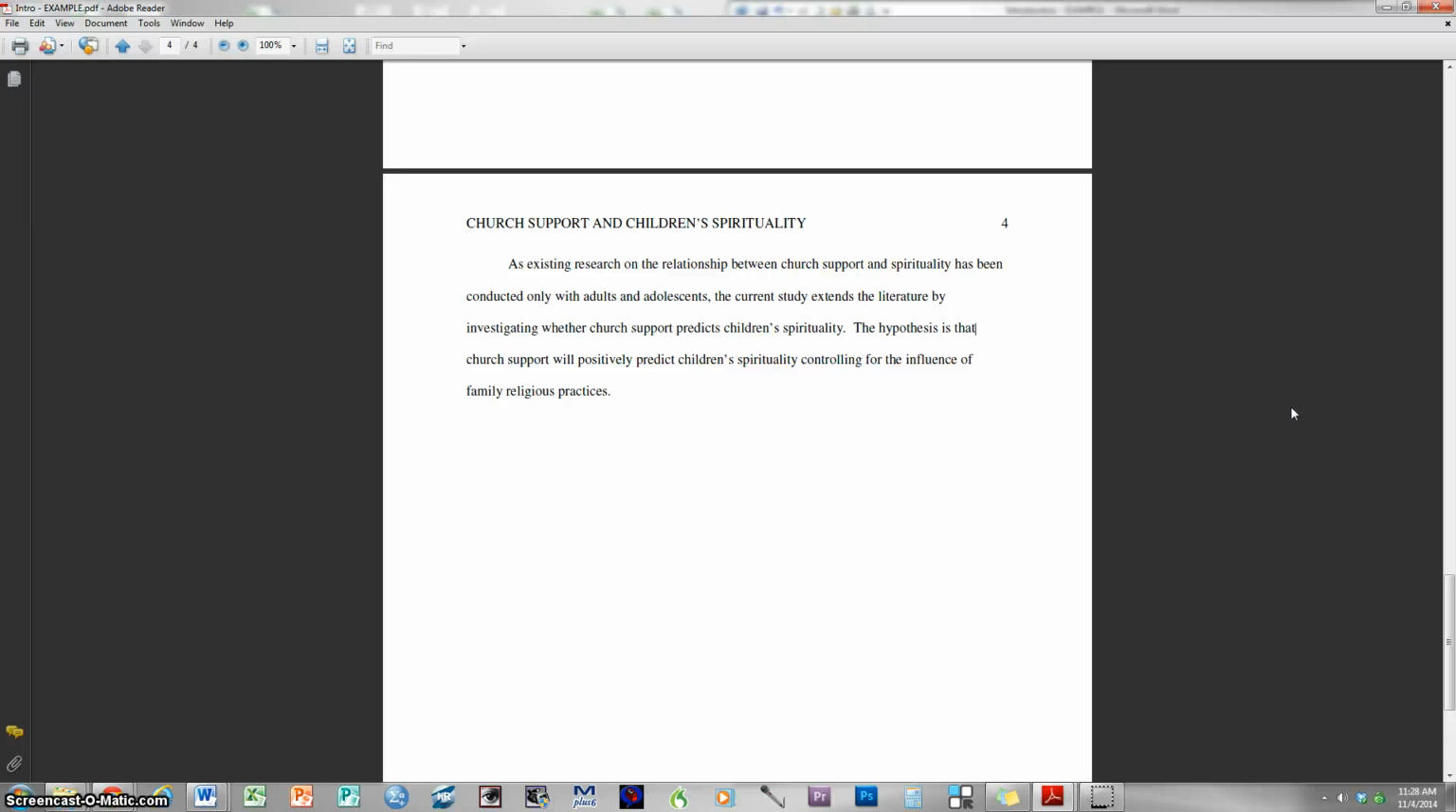So specify explicitly what is unique about your study, and then give us clearly and explicitly your hypothesis or research question. So here, the hypothesis is that church support will positively predict children's spirituality, controlling for the influence of family religious practices. You could also word this as a research question. The research question is, will church support positively predict children's spirituality, controlling for the influence of family religious practices? Basically, it's the same thing, just worded as a question versus a statement. Either way is fine as long as it's explicit and we know what you're trying to test.